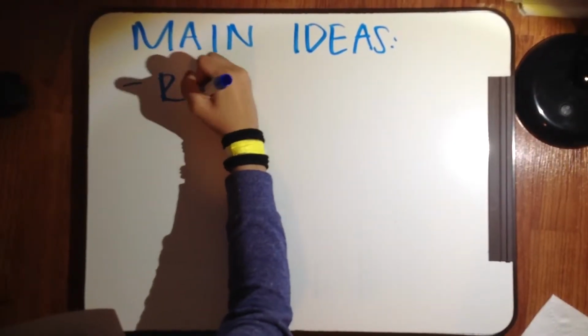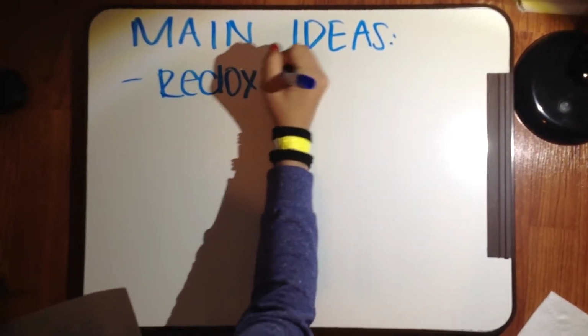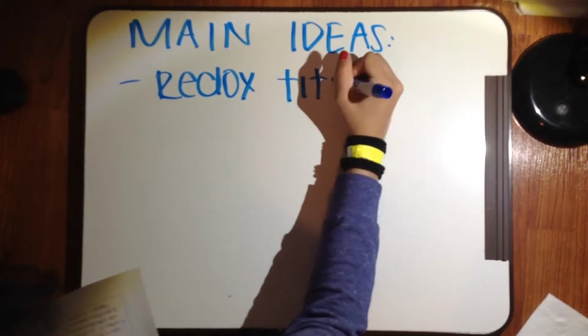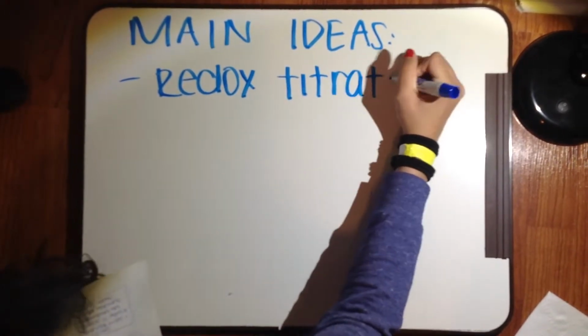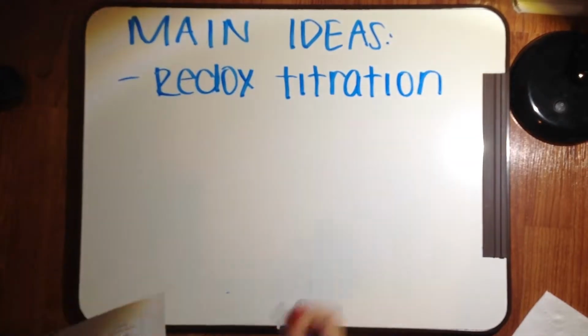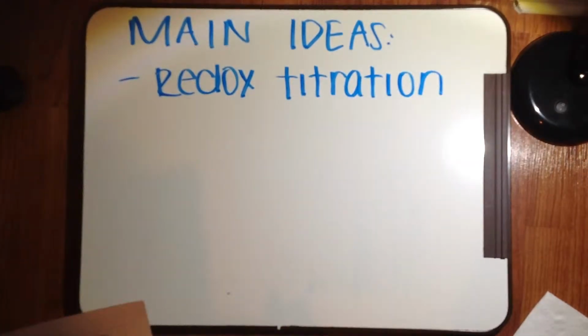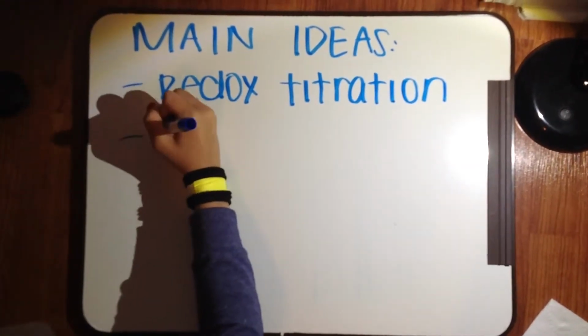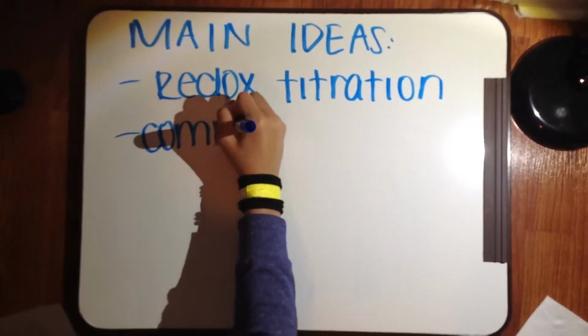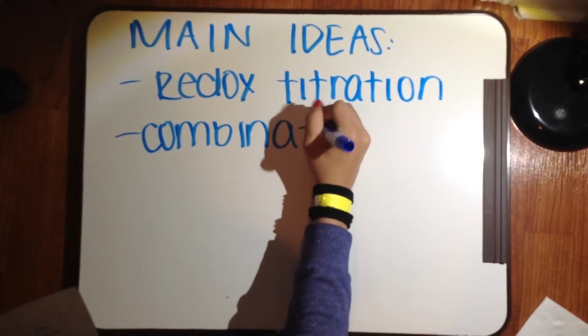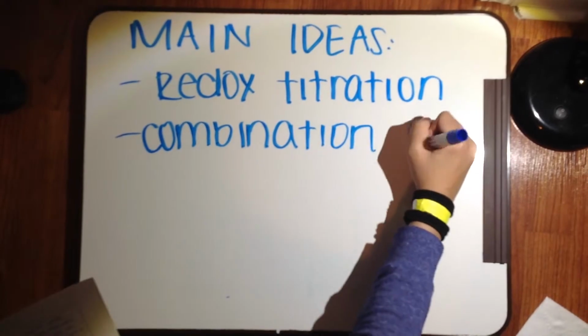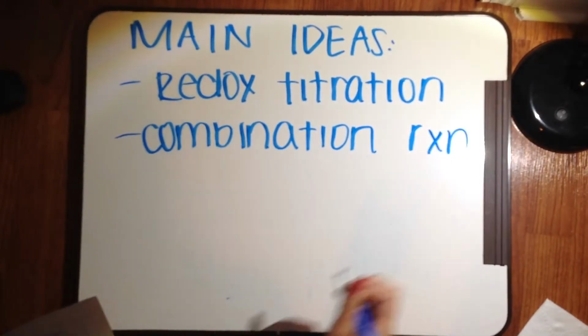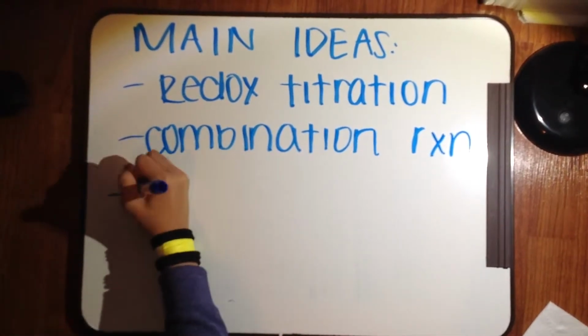The main concepts we need to understand to do the lab are redox titration, which is a reaction in which there is either a transfer of electrons or a change in the oxidation number of substances taking part in the redox reaction. Combination reaction, which is a reaction in which two or more substances combine to form a single product. In this lab, oxygen and sulfur combine to make sulfur dioxide gas.